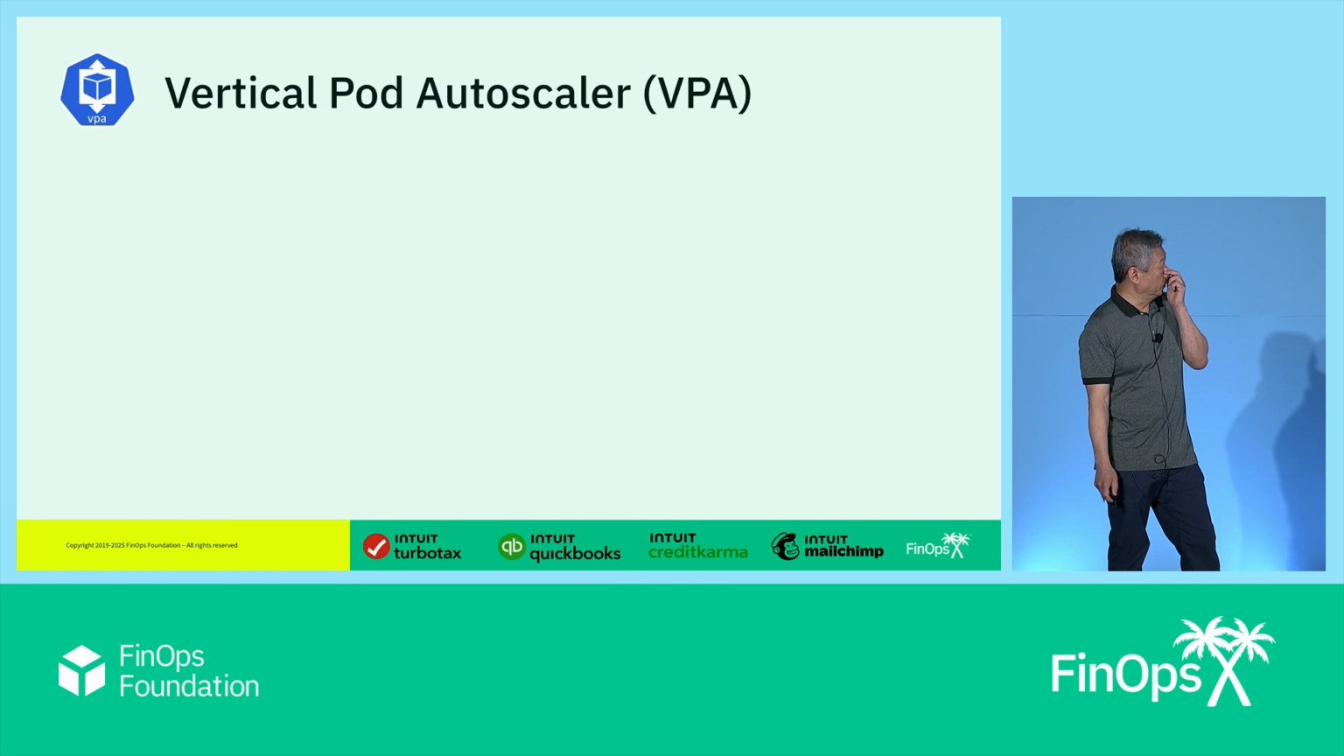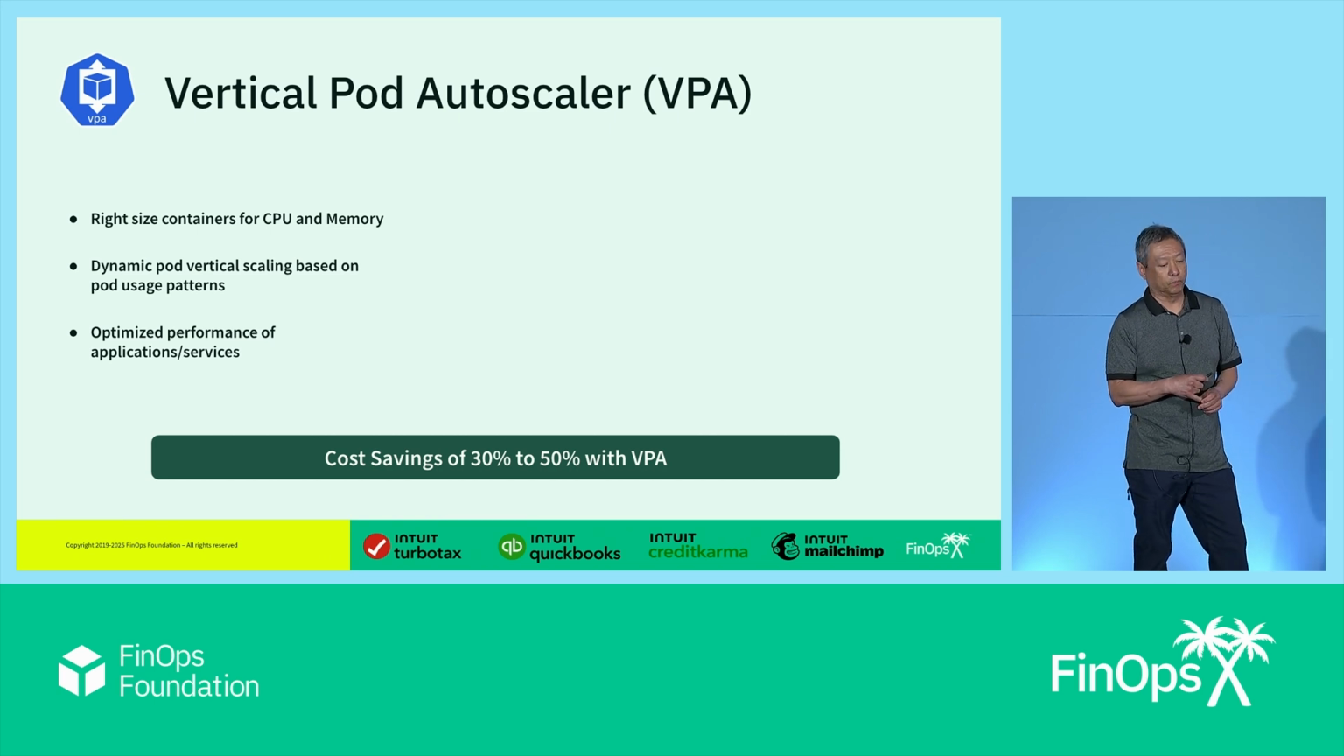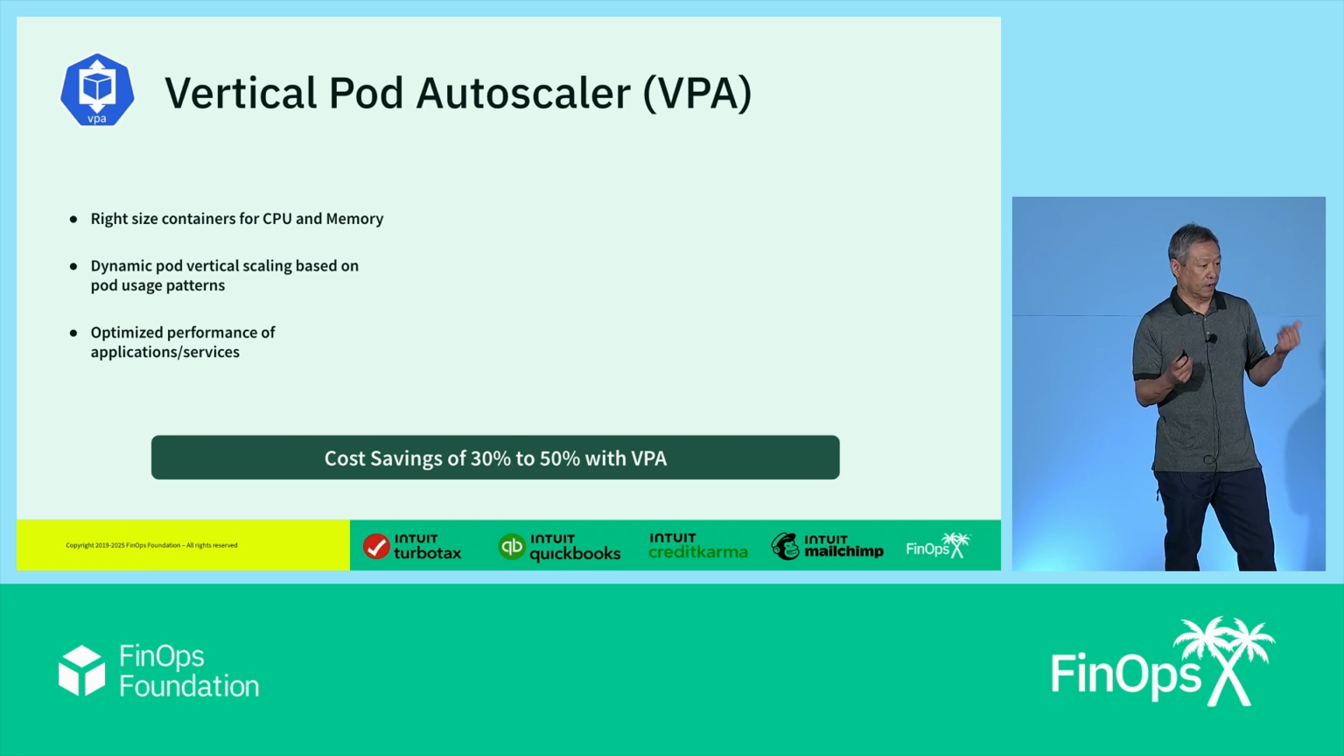So next, we started to focus on container utilization. We're using VPA, the Vertical Pod Autoscaler. VPA is an open source tool that allows you to right-size your containers for CPU and memory. It uses pod usage patterns to dynamically scale your pods. We are using VPA in auto mode, which means we're letting the VPA updater and the VPA admission controller fully manage our pods so that they can make adjustments based on those resources.